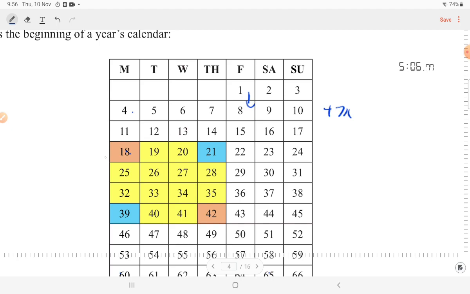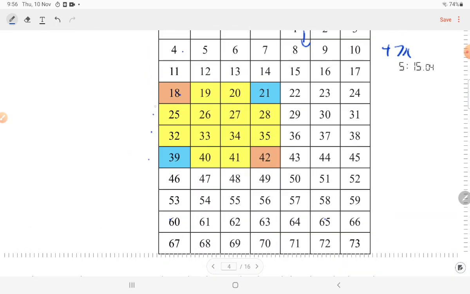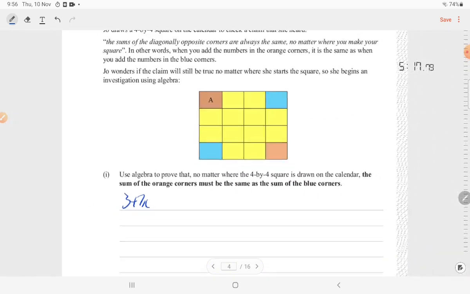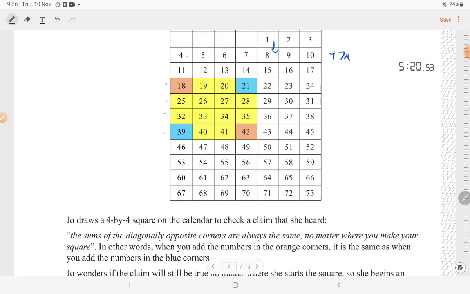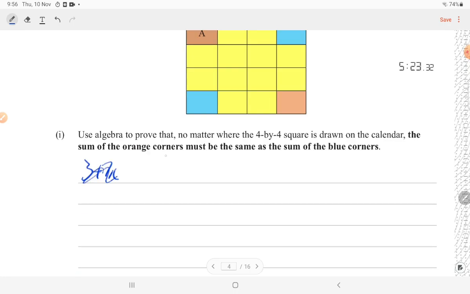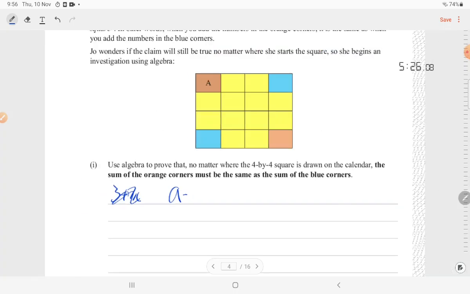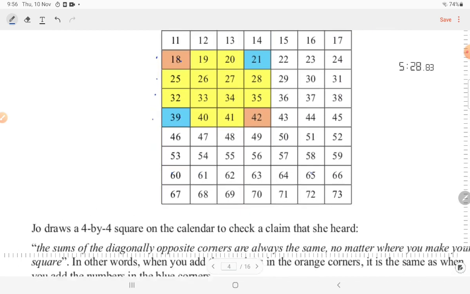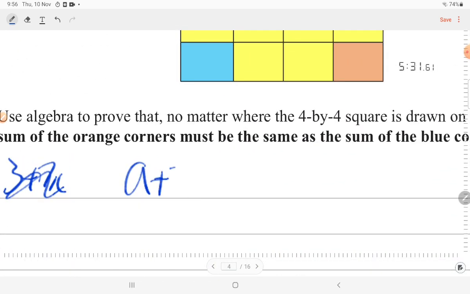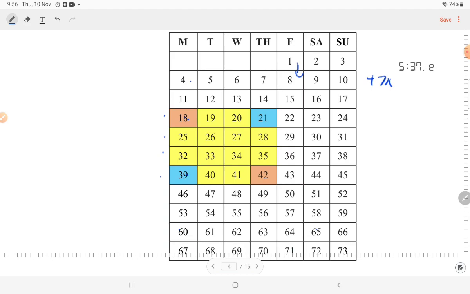Actually, let's say 4 by 4, so 1, 2, 3. So 3 times, for it to go down by 3, there'll be a point here. So a, then this point will be 3 rows after, so 3 times 7, which is equal to a plus 21. So this could be a, this could be a plus 21. Then we're going sideways by 3, so a plus 3.